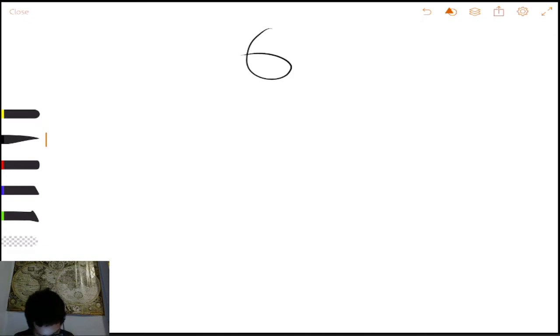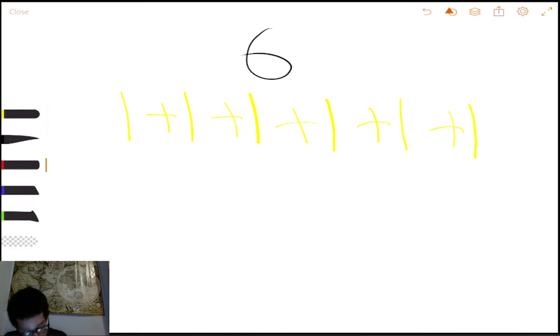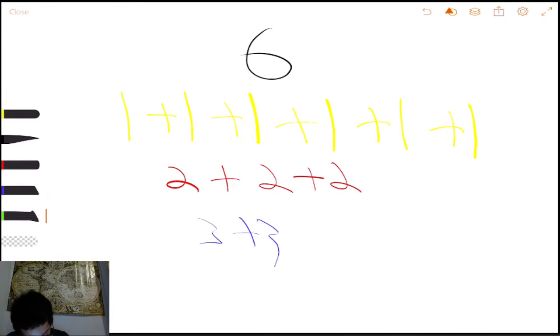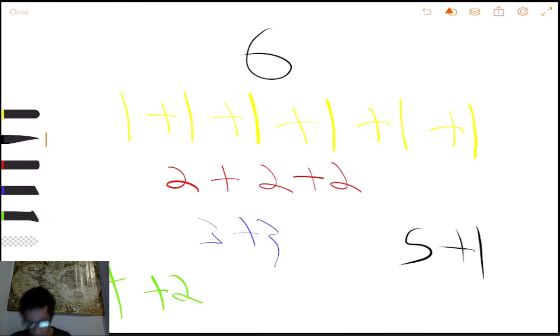How many different ways can we get to 6? Well, we could do 1 plus 1 plus 1 plus 1 plus 1 plus 1. That's one way we could get to 6. We could also go 2 plus 2 plus 2. That's another way we could get to 6. We could go 3 plus 3, or 4 plus 2, or 5 plus 1.